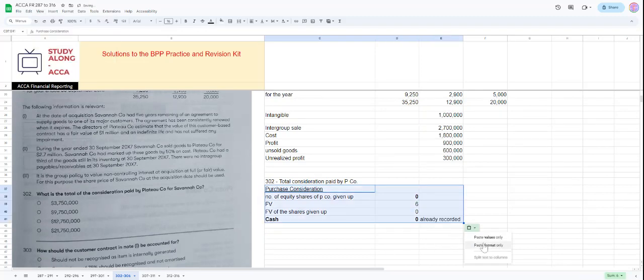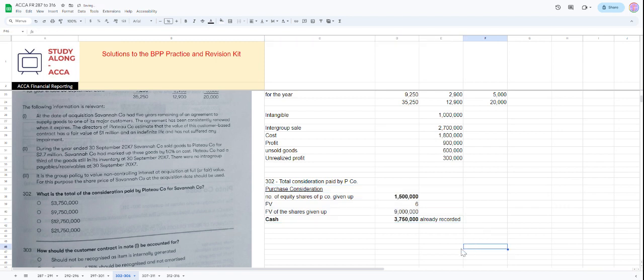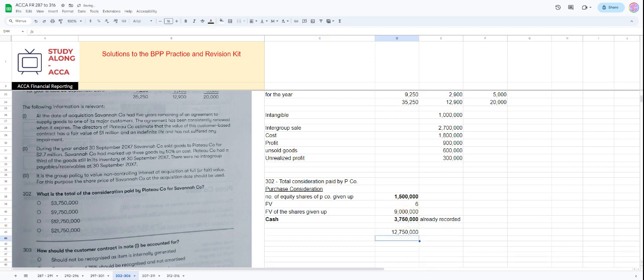I want to paste values only. Okay. So they have given the fair value of the shares they have given up is 9 million and the cash they have given 3.75. So total consideration is how much? We will take this 9 million plus 375. Okay. So are they giving up anything else? Total of the consideration paid. So 12750 should be the answer.